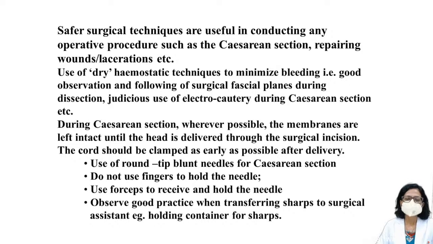Safer surgical techniques are to be used in conducting any operative procedure such as cesarean section. Use dry hemostatic techniques to minimize bleeding, that is good observation and following of surgical fascial planes during dissection. All these are to avoid the risk of infection to the healthcare professionals. So during cesarean section, wherever possible, the membranes are left intact until the head is delivered through the surgical incision. The cord should be clamped as early as possible after delivery. Use a round tip blunt needle for cesarean section to avoid the risk of needle pricks. Do not use fingers to hold the needle.